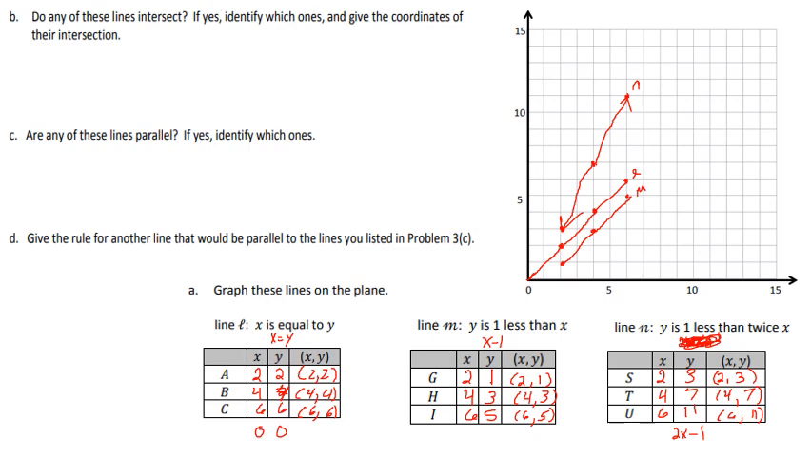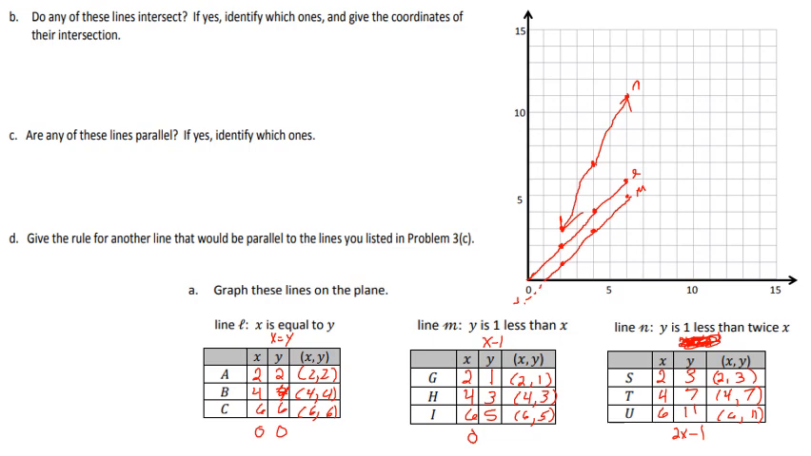Now on M, if I chose 0 for my x coordinate, it would have been 0 minus 1. It would have actually continued to follow down here, and we don't know this yet, but it would have went to a -1 down here. Okay.